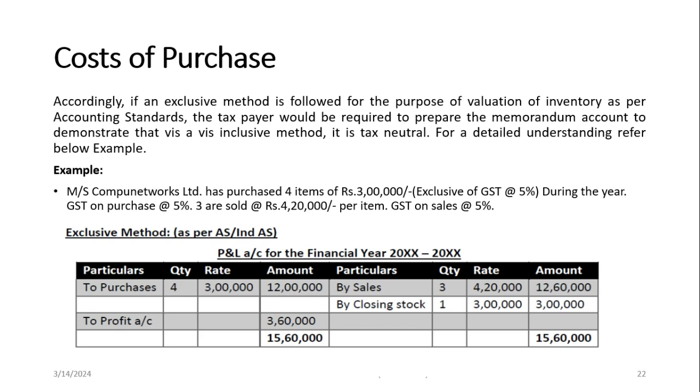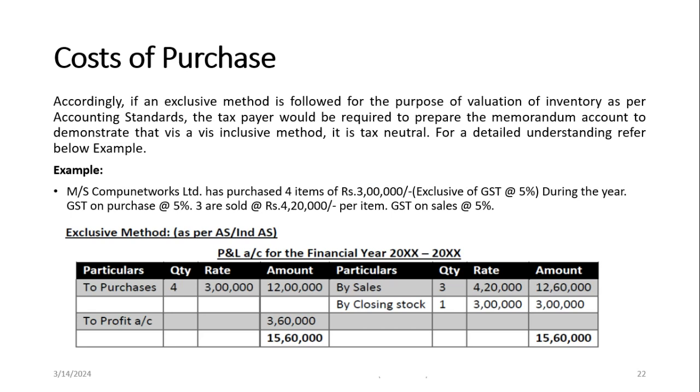Now, in the exclusive method, which is generally prepared as per AS or Ind AS, we will have the P&L account prepared for the financial year as under. We will debit purchases of 4 items at the rate of 3 lakhs. So this will give us a total value of inventory purchases of 12 lakh rupees. Sales, we have made 3 items which we have sold at the rate of 4,20,000. So this gives us the amount of 12,60,000.